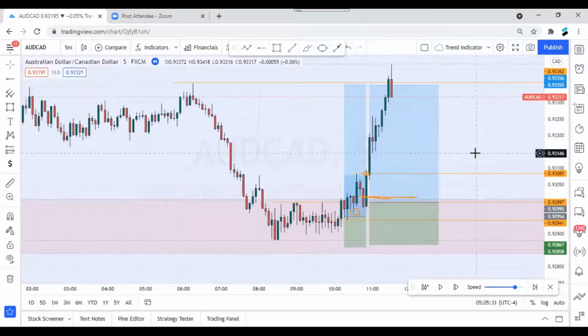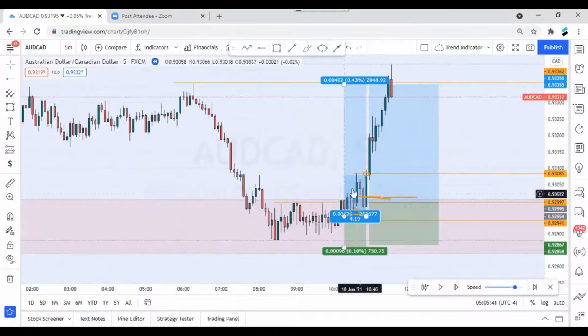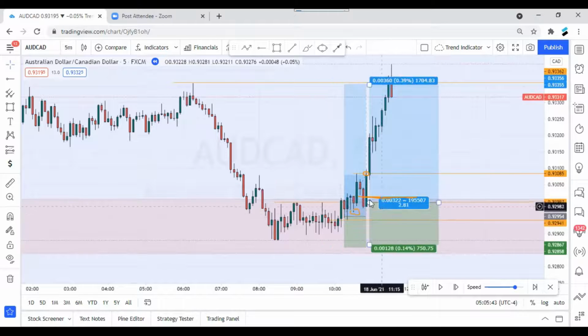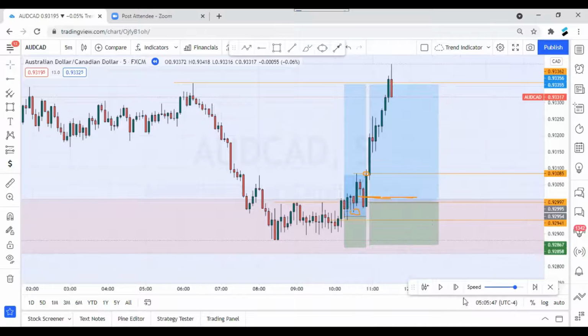So I've shown you the two types of entry, right? We can use a 1 minute time frame to enter, where we see a lot more detail, or a 5 minute time frame to enter, where equally we can see the detail. I mean, the pattern is there for us to get into the trade.